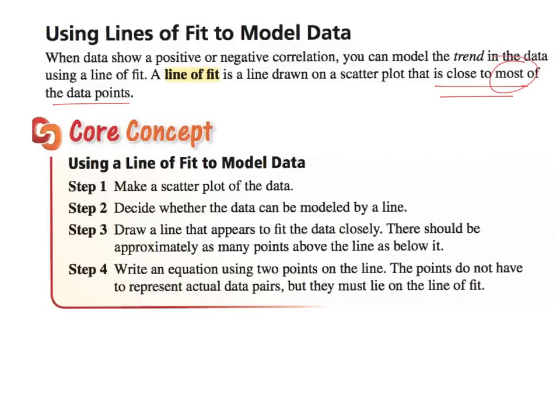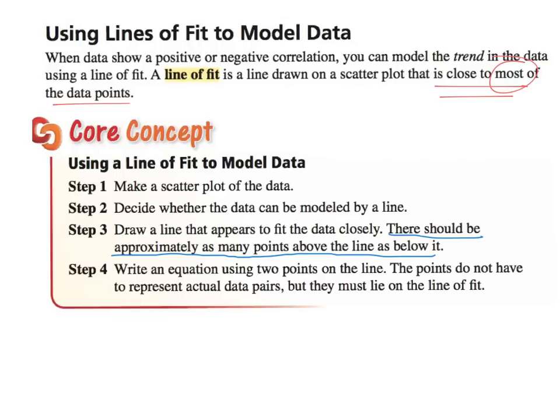So here's how you do it. The first thing you're going to do is make a scatter plot. You can also use Desmos or a graphing calculator to make a scatter plot. Then you can decide whether the data can be modeled by a line. That means if it's positive or negative correlation. If it's no correlation, you can't make a line to model it. You want to draw a line that appears to fit the data closely. This is really important right here: there should be approximately as many points above and below it.